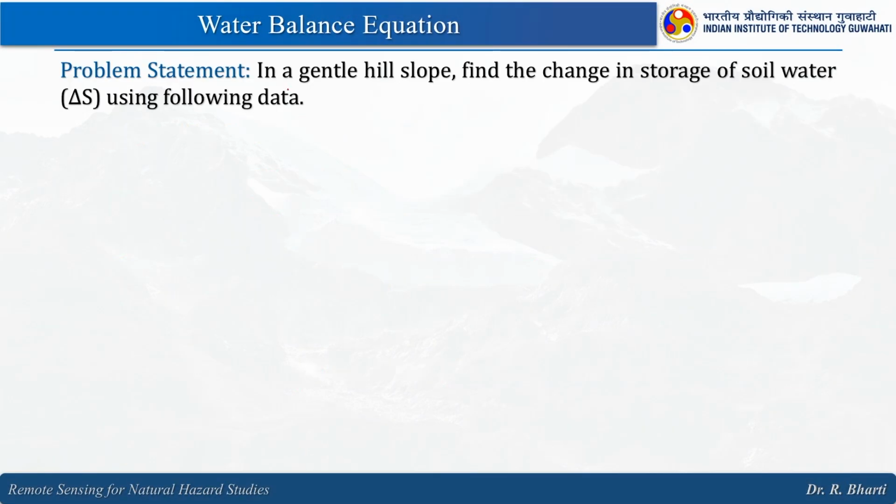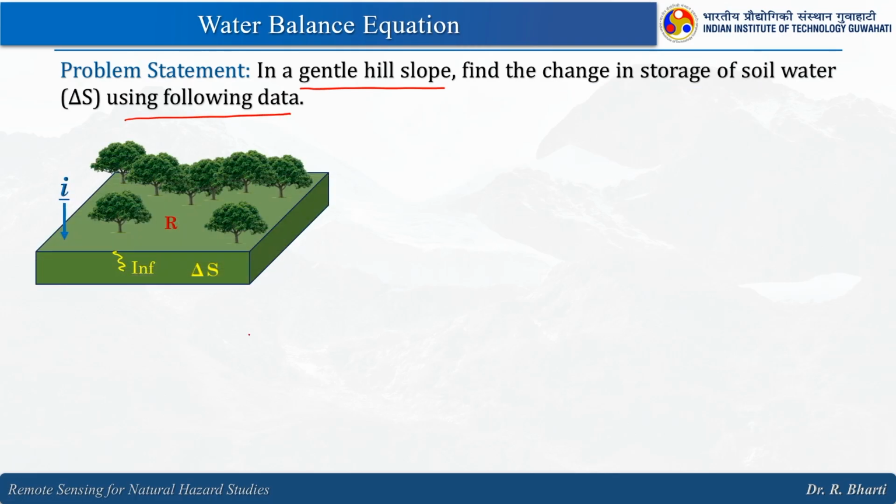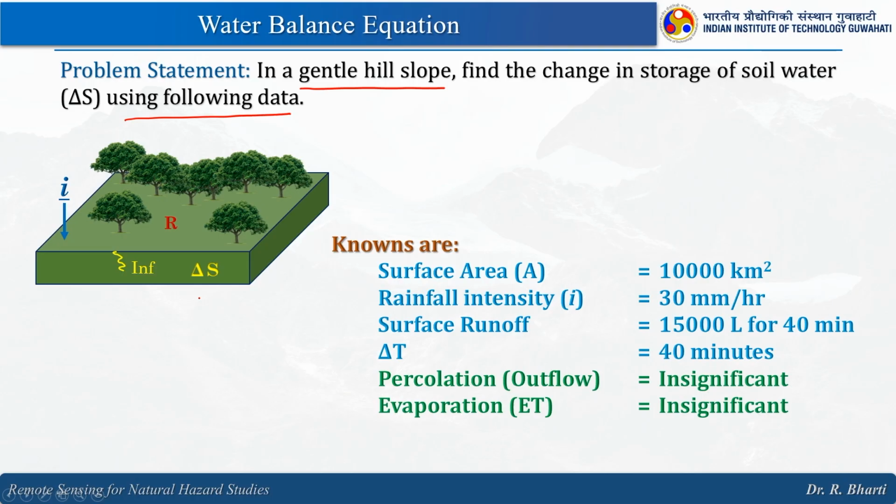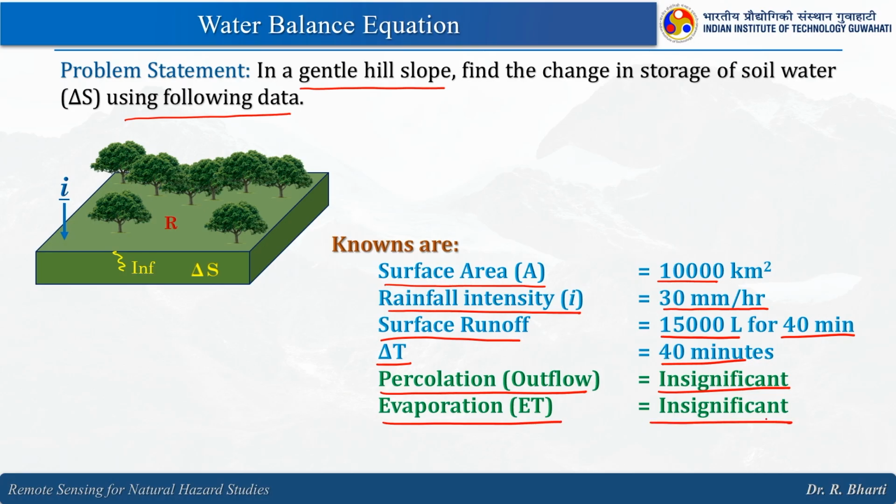Then the next problem statement is, in a gentle hill slope, find the change in storage, that is delta S, right, of soil water using the following data. So, for this particular watershed, the surface area is given, rainfall intensity is given. So, intensity is 30 mm per hour, surface runoff is 15,000 liter for 40 minutes, delta T is 40 minutes, percolation outflow, that is insignificant, evapotranspiration is insignificant.